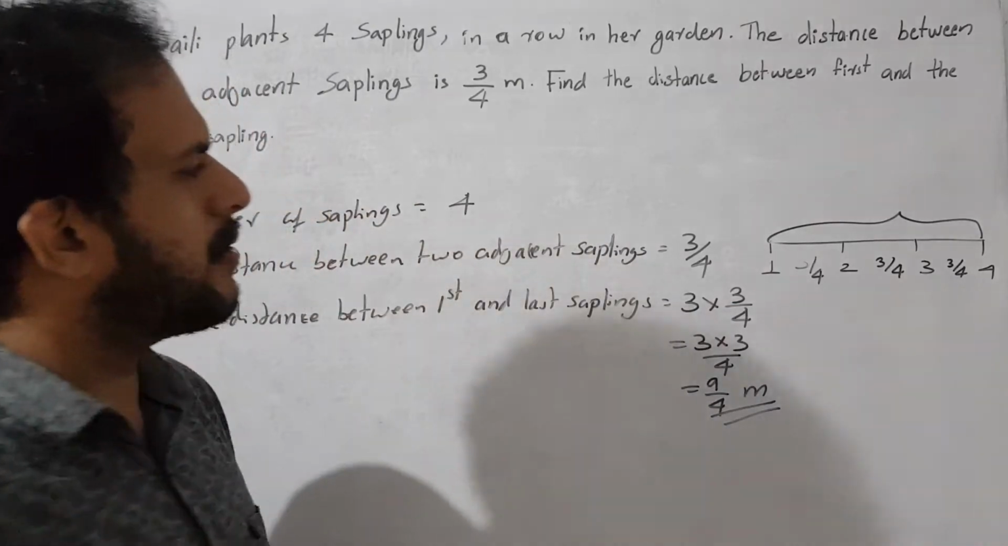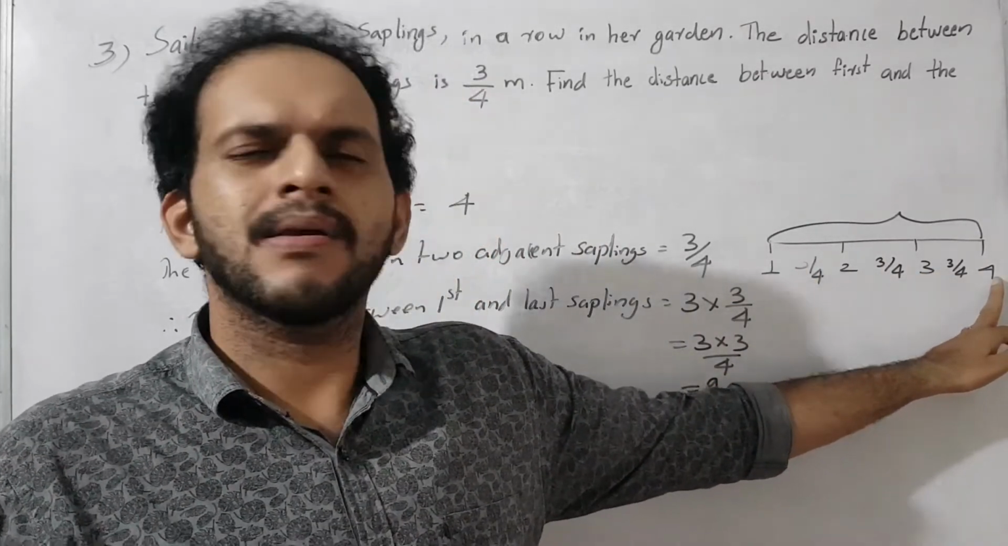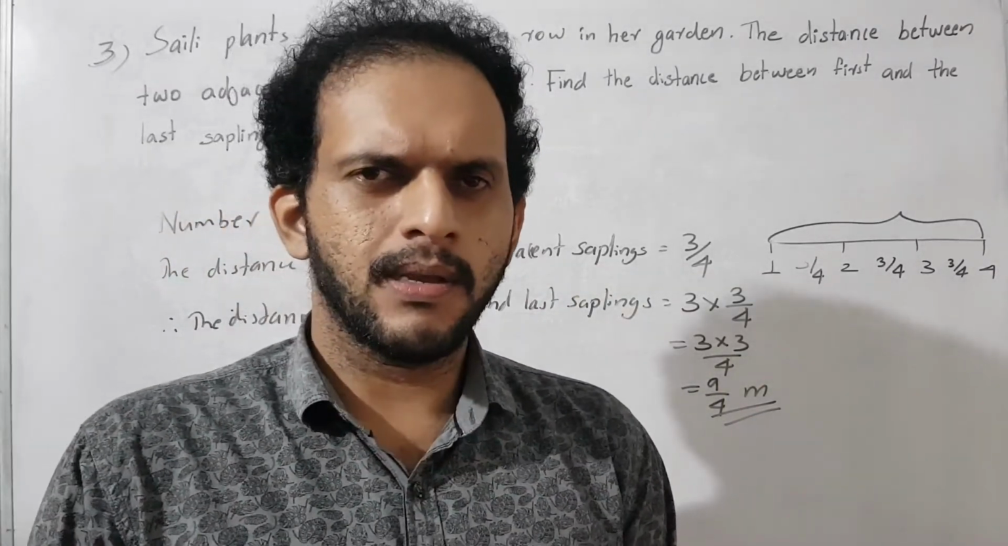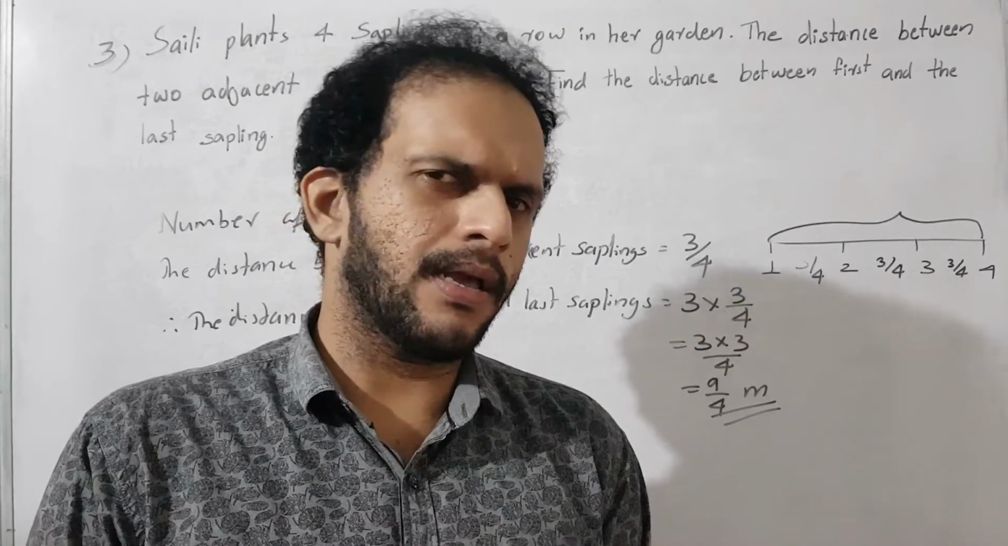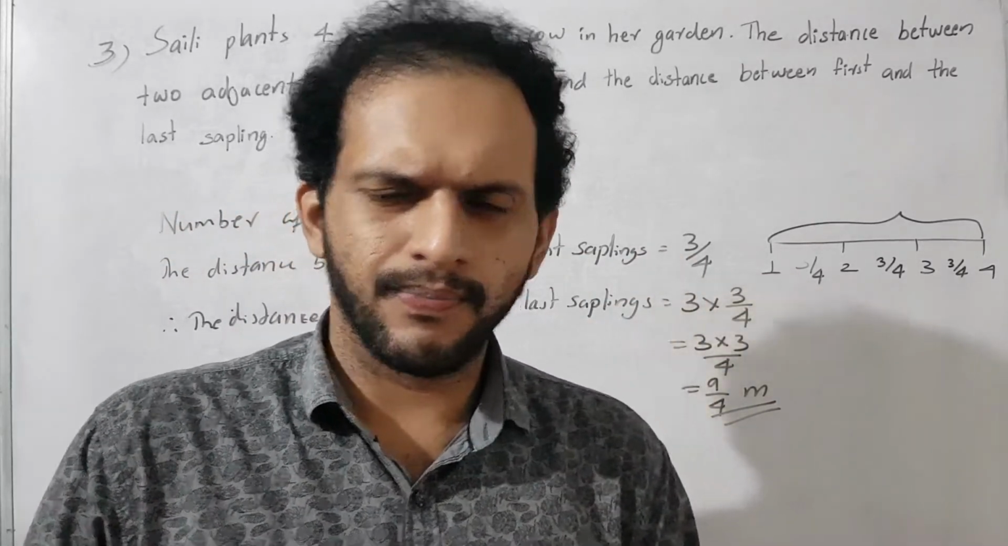Then what is the distance between the first sapling and the last sapling? That means the fourth sapling, the distance is 9 by 4 meter. Correct? It's a direct question. Correct? Is there any doubt? I think it's a very easy one. It is very clear. Okay. Next question.